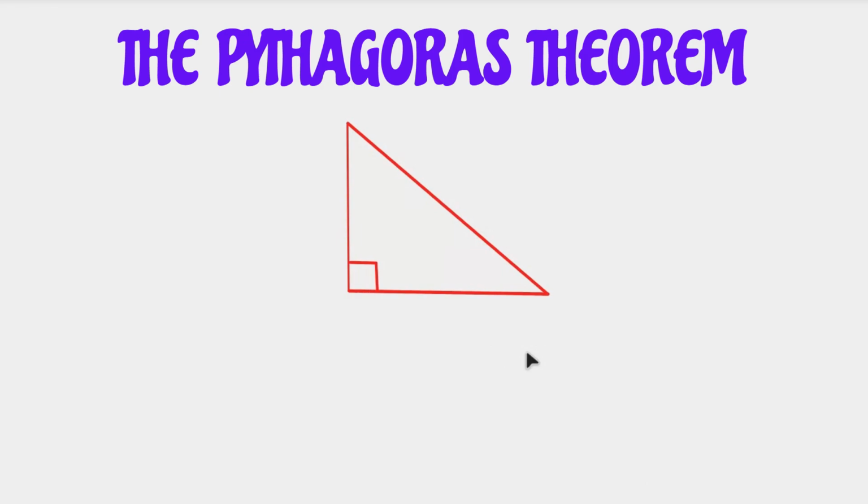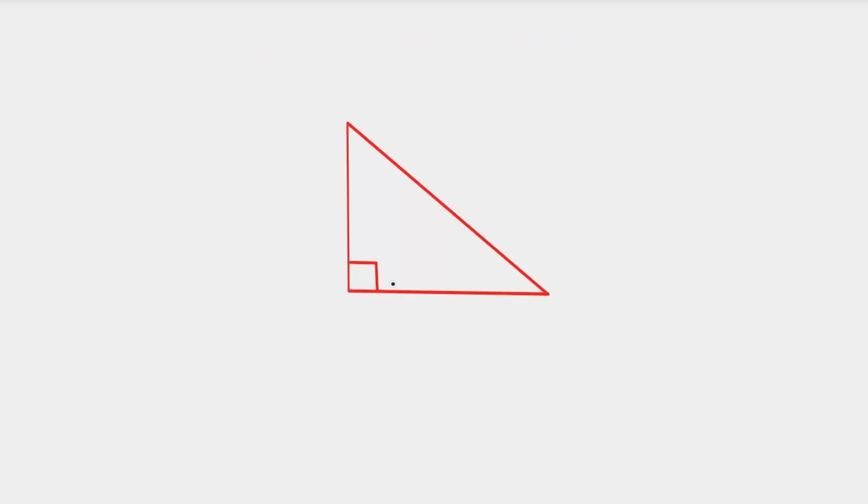Now, the Pythagoras theorem is actually centered on right angled triangles. This is a right angled triangle. Right angled triangles have one of their interior angles equal to 90 degrees. So whenever you get a triangle whereby one of its interior angles is 90 degrees, then that triangle is a right angled triangle.